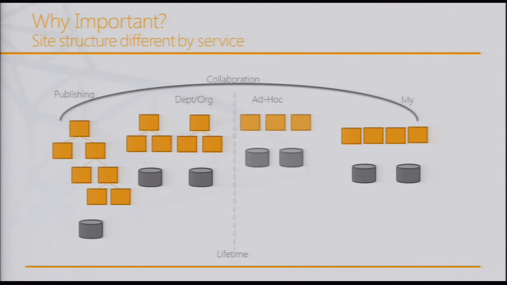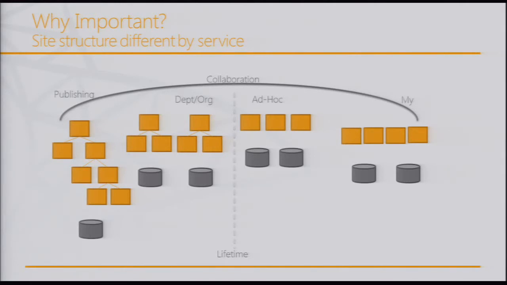And similarly, on the right-hand side of this, the ad hoc world tends to be very flat, much like the My Sites. And why are they flat? Because there's a lot more volatility there. It's definitely something where you're going to get a lot of site collections, so you need a scale-out model. And it tends to have more things in common with My Sites than the publishing sites.